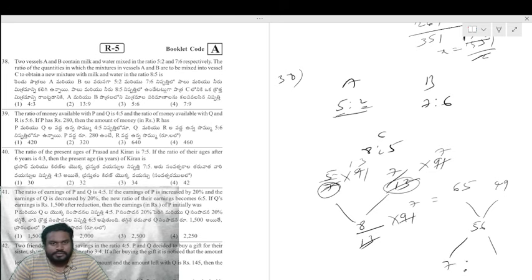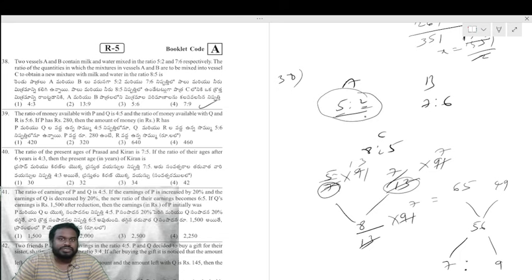So 7, an option you got 7. Obviously, 9. 7 is 9, 7 is 9. So, understood. In vessel A, 5 is to 2 is the ratio of milk and water. In vessel B, 7 is to 6 is the ratio of milk and water. So they are mixed in such a way that the ratio of milk and water in C becomes 8 is to 5. This is the resultant.